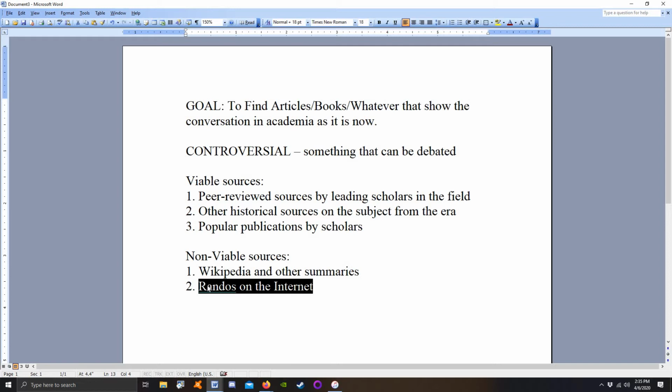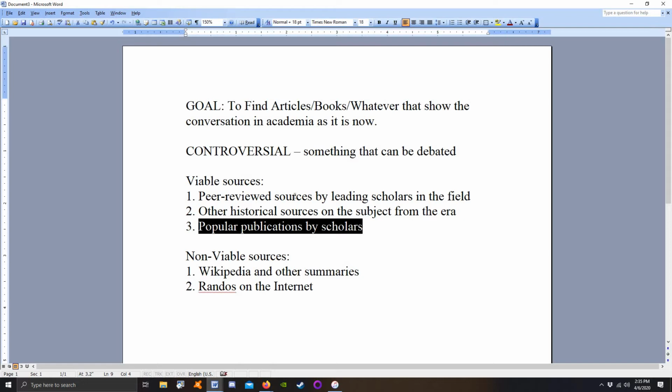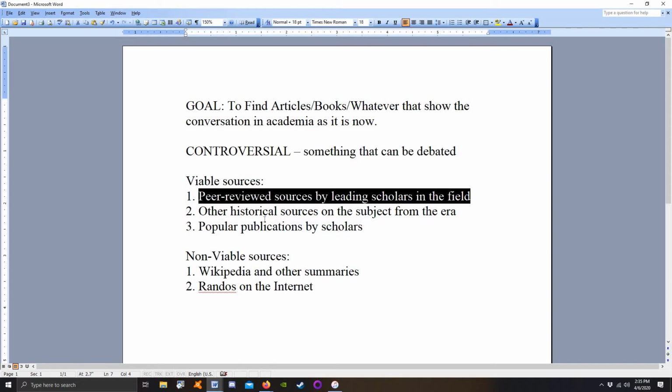So avoid randos on the internet. Both the ones that look smart and the ones that don't look smart. Both of them are untrustworthy. Look for reputable periodicals and preferably scholarly sources.